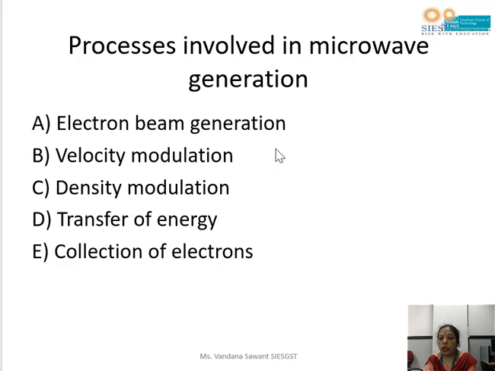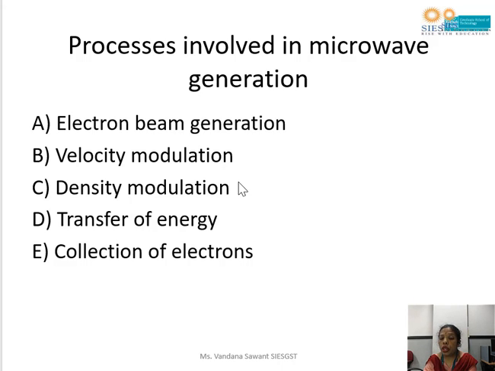Once this electron beam is generated, we have to achieve velocity modulation. Velocity modulation means changing the velocity of the electrons in the electron beam. We will see all these processes later in detail. The next one is density modulation. As we change the velocity, the uniform density of the electrons in the electron beam goes on changing, and that is called density modulation. Density modulation is actually the result of this velocity modulation.